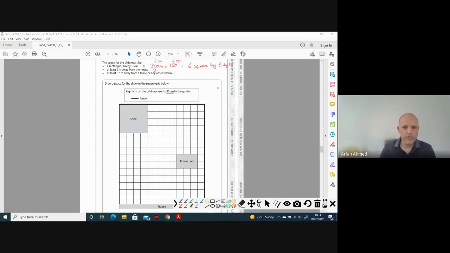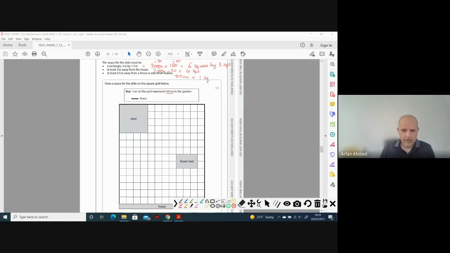2 meters away from the house. Well, that's 200 centimeters. These are centimeters, by the way. 200 centimeters, how many squares? Divide by 50. You'll get 4 squares. So as long as it's 4 squares away from the house, which is at the bottom, that's good enough. And half a meter is 50 centimeters, which is 1 square. So as long as it's 1 square away from any other feature, that's good enough. So we just have to make sure we follow these rules. Let me get my line.